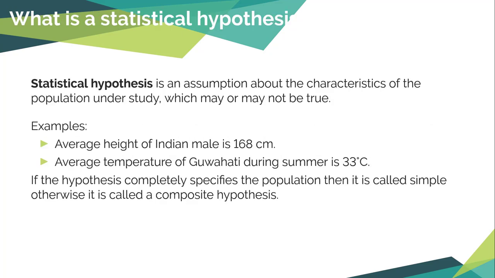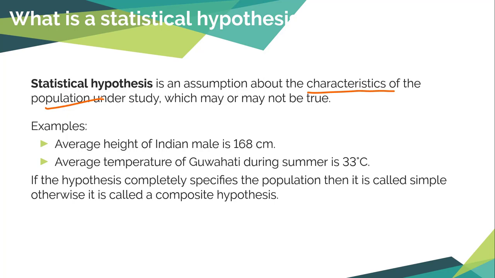Now, what is a statistical hypothesis? A statistical hypothesis is an assumption or a statement about the characteristic of the population under study. For example, suppose you are interested in the average height of Indian males. To do the actual calculation, you would have to measure the height of each and every Indian male, which is not feasible in many situations.